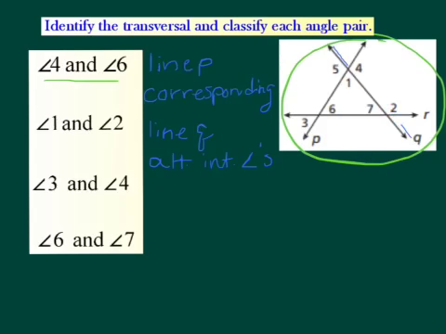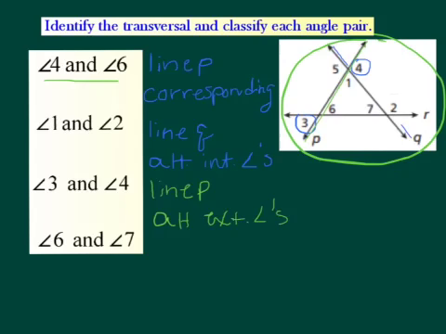Perfect. All right, now let's look at angles 3 and 4. So angle 3 is here, and angle 4 is here. The transversal, again, is touching both angles, so that's line P. And those two angles are on opposite sides of the transversal and on the outside of lines R and Q. So they're going to be alternate exterior angles.